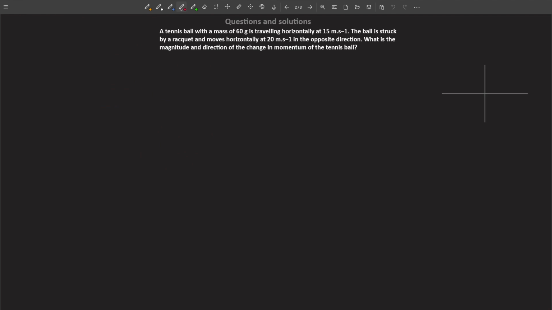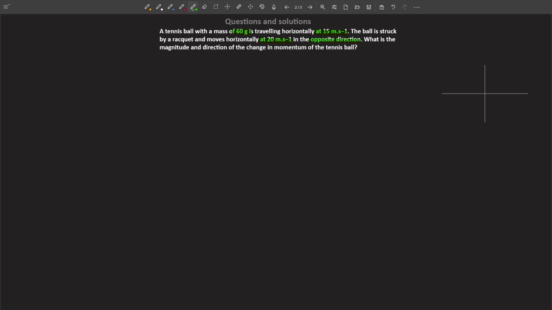Okay, let's look at this question. You can pause the video and attempt to do the question by yourself, or you can just watch as I go through this question. A tennis ball with a mass of 60 grams is traveling horizontally at 15 meters per second. The ball is struck by a racket and moves horizontally at 20 meters per second in the opposite direction.